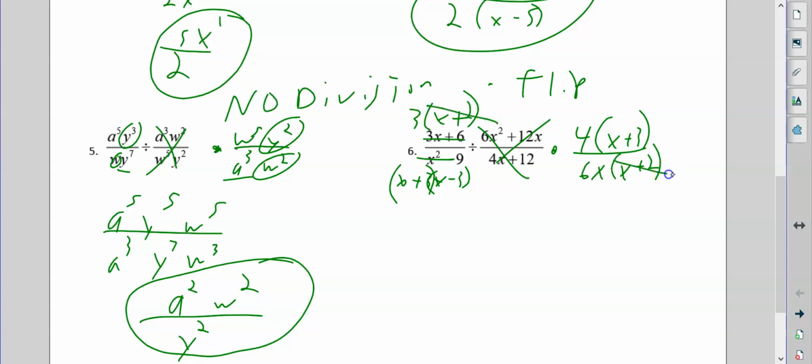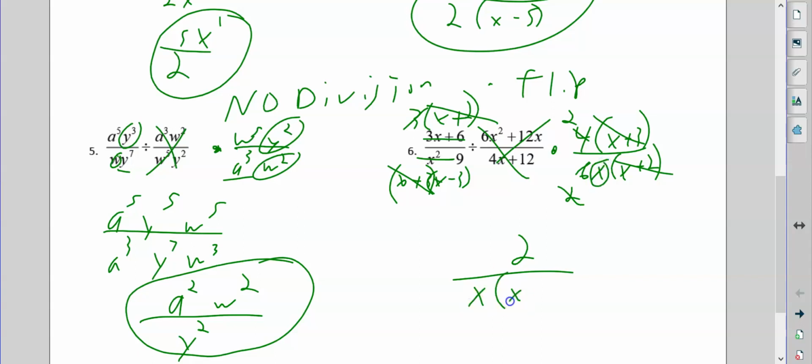X plus 2 cancels. X plus 3 cancels. 3 can go into 6 2 times. Oh, but 2 can go into 4 2 times. So what is left? On top, nothing but the 2. Everything else canceled. On the bottom, don't forget this x.